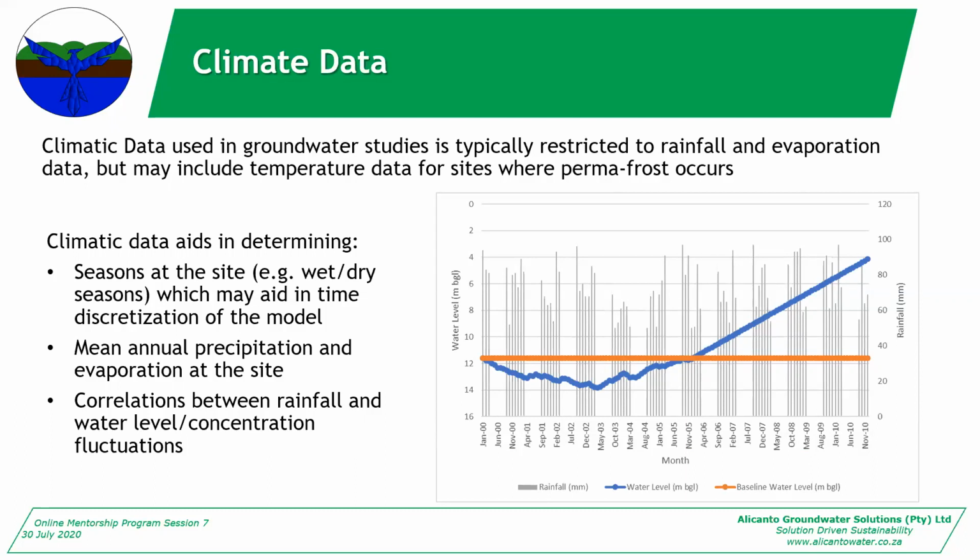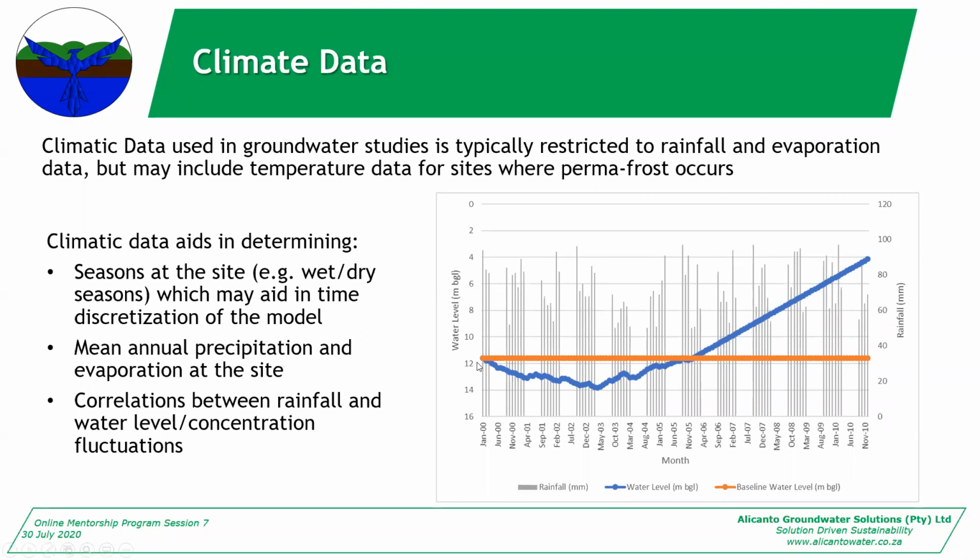Your climate data aids you in determining your seasons at the site. Is there a clear wet and dry season? Which helps you in discretization of your time if you're doing a model. And then your mean annual precipitation and evaporation from the site, of course, which is important for determining your recharge. And then you get correlations between your rainfall and water level or concentration fluctuations. Sometimes you'll see your water level will fluctuate about 5 to 10 meters between the wet and dry season. So that helps you determine what's a normal fluctuation and what's an impacted fluctuation in your water levels.